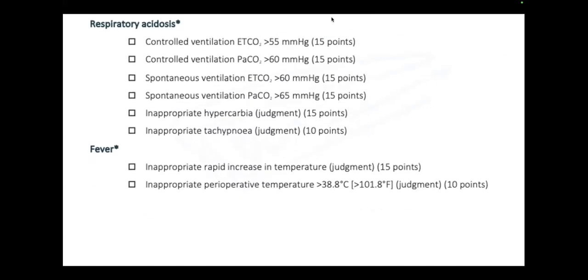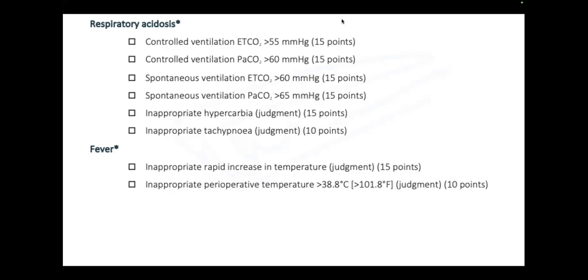Then on blood gases, you look at respiratory acidosis. With controlled ventilation, if end-tidal CO2 is more than 55, 15 points. With controlled ventilation, PaCO2 more than 60 millimeters of mercury, 15 points. In spontaneous ventilation, EtCO2 more than 60, and in spontaneous ventilation, PaCO2 greater than 65. Then you can use your own judgment where there is inappropriate hypercarbia. You are ventilating fine, or there are good respiratory rate and tidal volumes, but still CO2 is high, or inappropriate tachypnea. Again, this is a judgment thing. So you can use judgment even if those numbers are not correlating. But again, you only use one of these; you can't have multiple options in that.